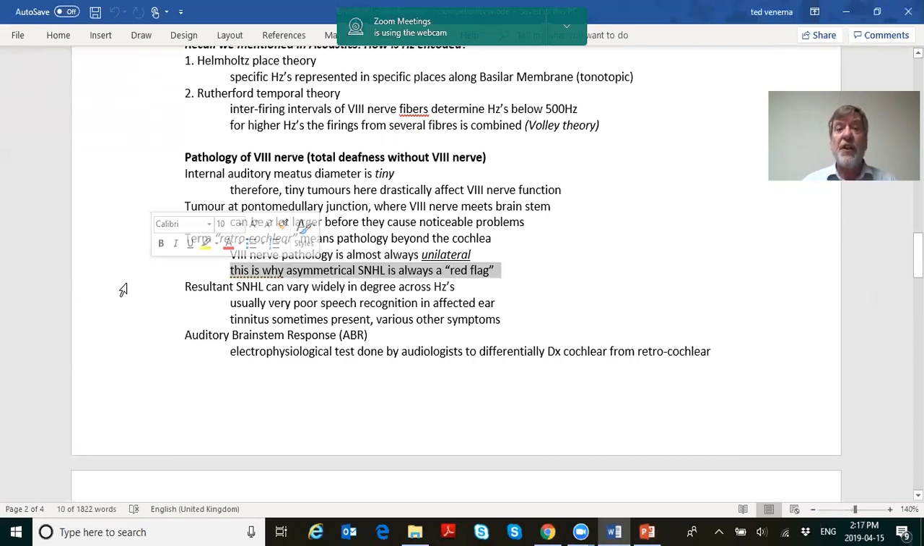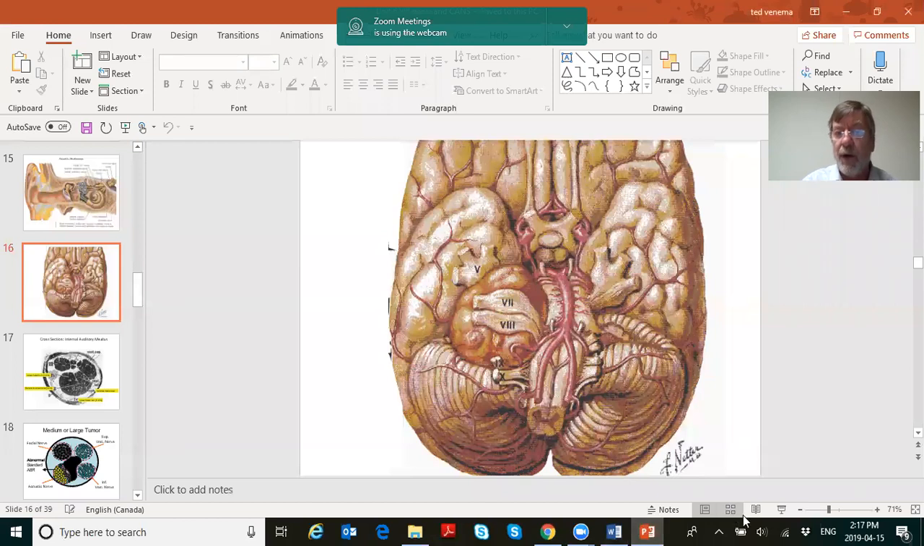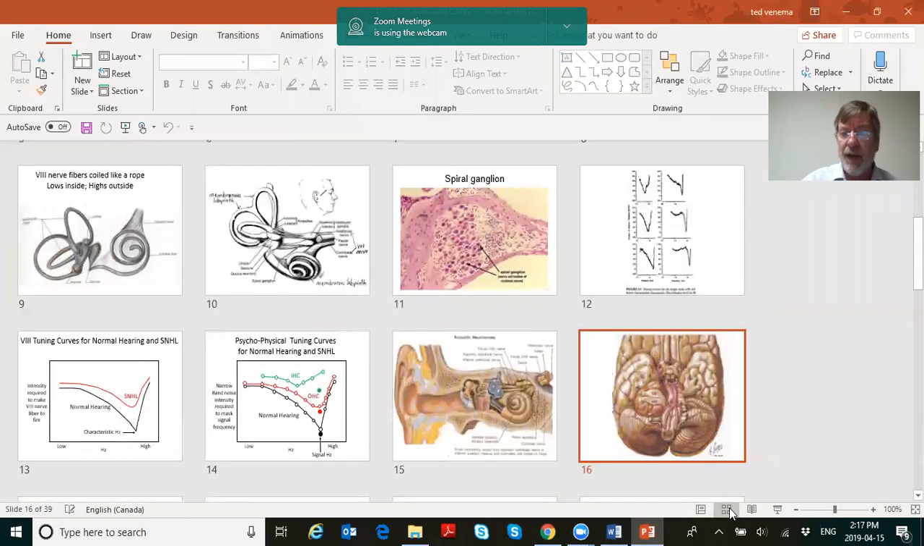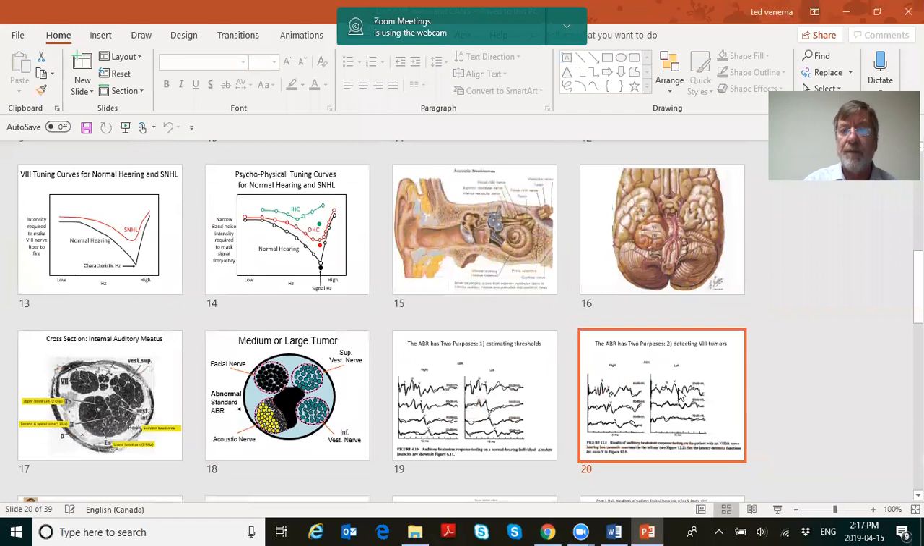So a test done for eighth nerve tumors, we said last week, is the auditory brainstem response. So if we are looking at a picture of that, last week we looked there as well.